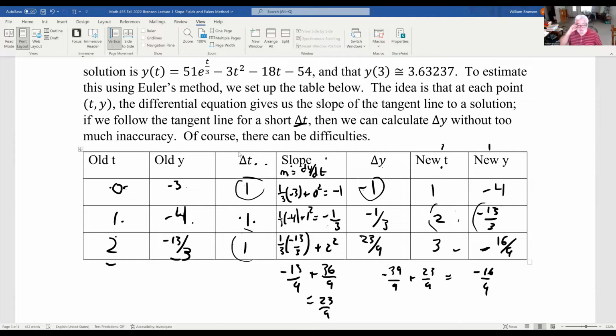Yep. So that's not a good estimate, right? Our estimate is -16/9, and y of 3 is actually 3.63. So what happened there? Let's go back to GeoGebra.